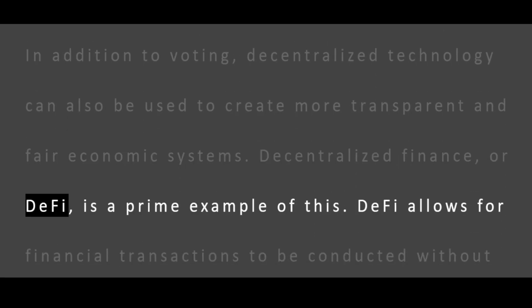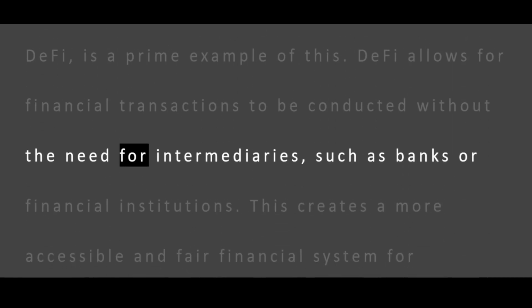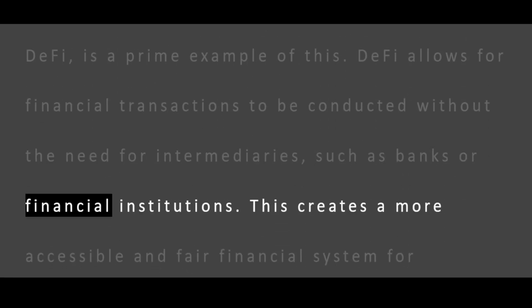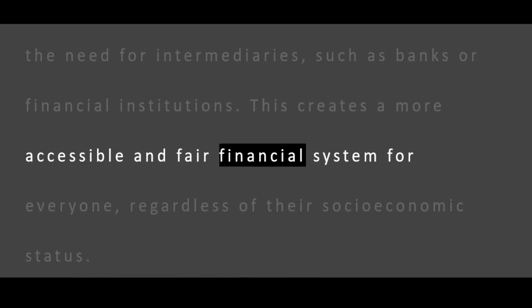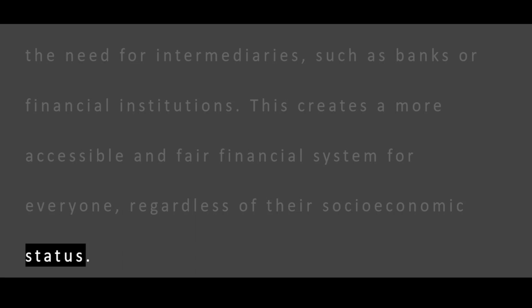In addition to voting, decentralized technology can also be used to create more transparent and fair economic systems. Decentralized finance, or DeFi, is a prime example of this. DeFi allows for financial transactions to be conducted without the need for intermediaries, such as banks or financial institutions. This creates a more accessible and fair financial system for everyone, regardless of their socioeconomic status.